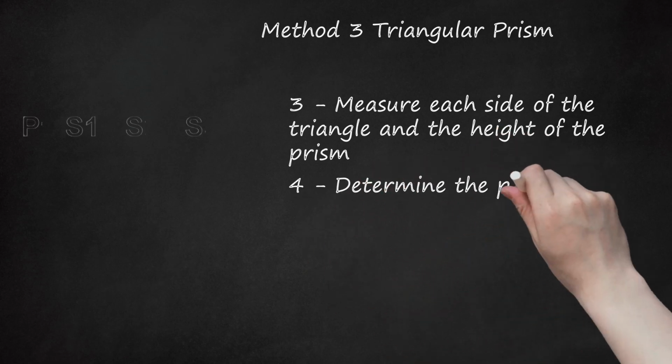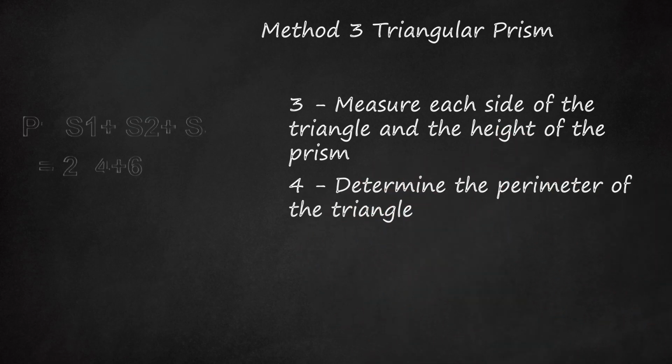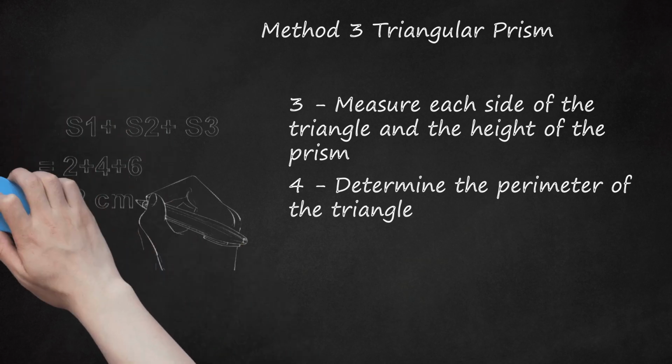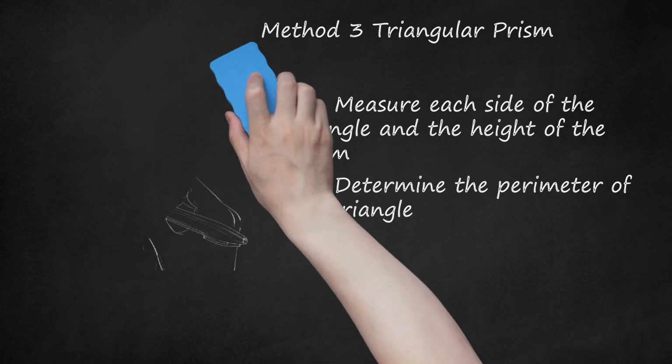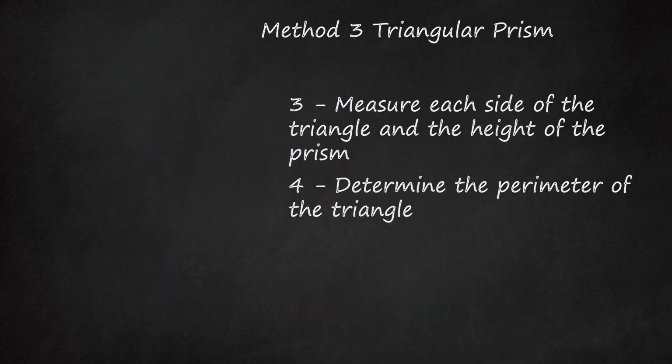4. Determine the perimeter of the triangle. The perimeter of the triangle can be calculated simply by adding up all of the measured sides, S1 + S2 + S3. Example: P = S1 + S2 + S3 = 2 + 4 + 6 = 12 cm.